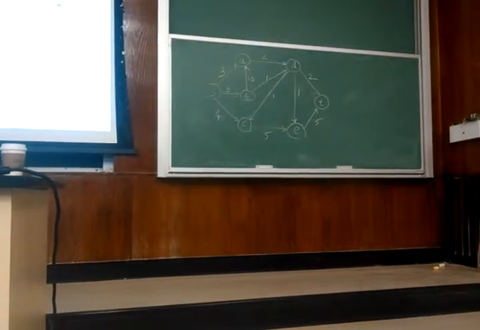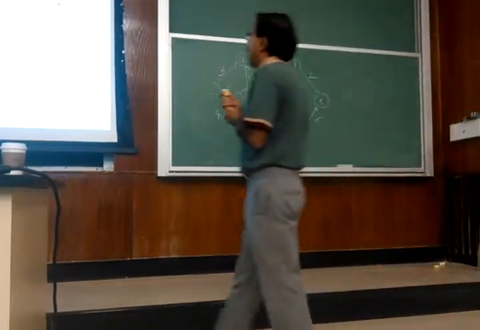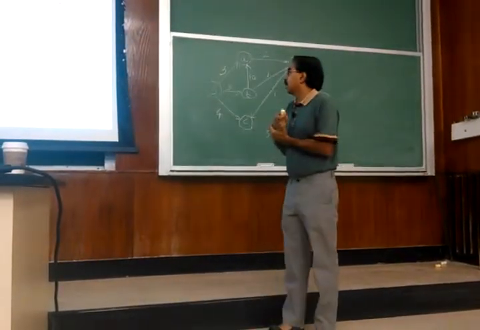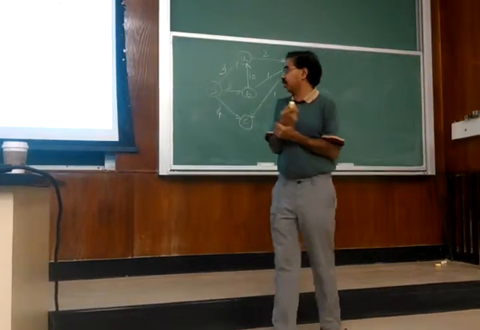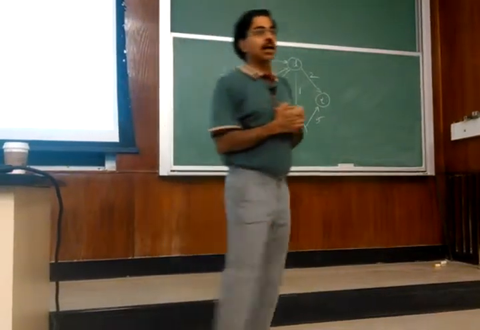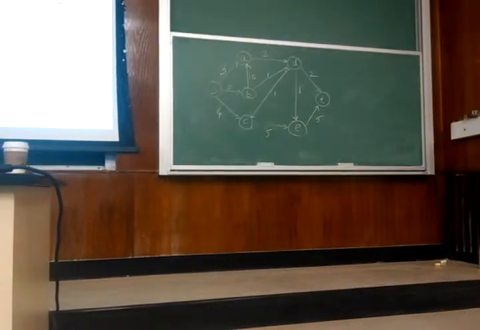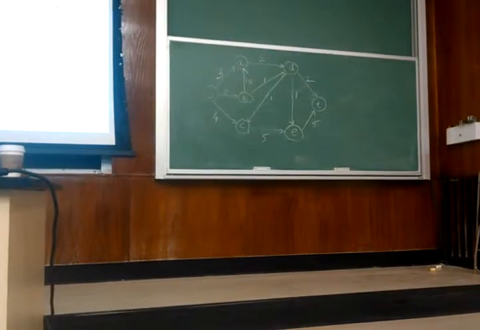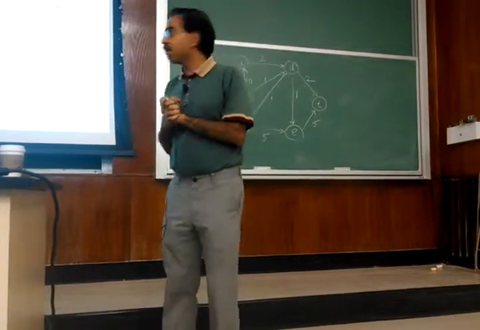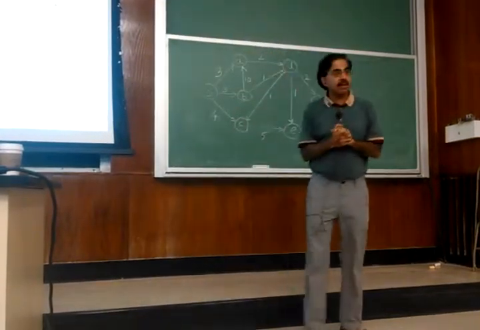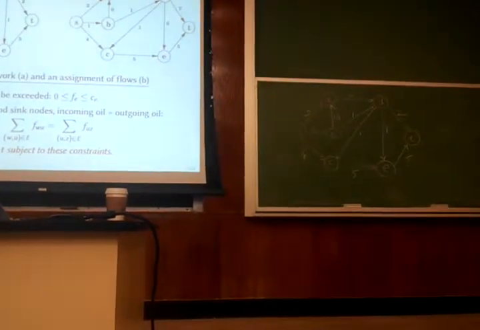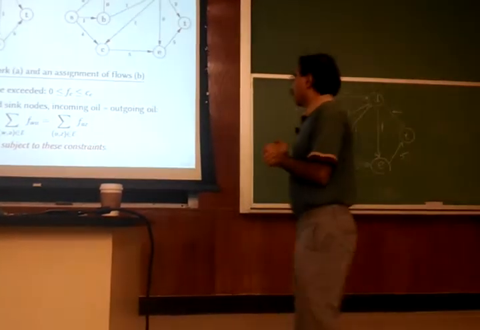So that's a sample graph, and we want to send, say, oil from the source vertex S to the sink vertex T. The way the problem is formulated, you have edge capacities. Each edge represents a pipeline, and you mark the capacity of the pipeline. Some pipelines can carry 1 unit, and others maybe 10 units, and you have a range in between.